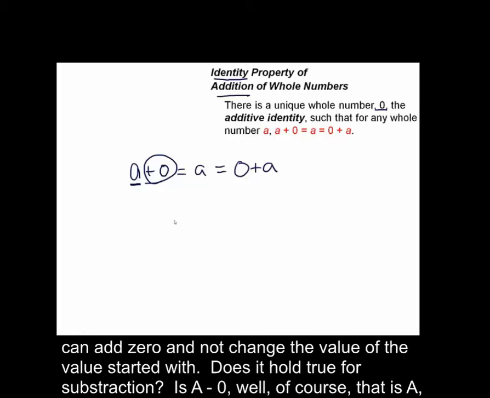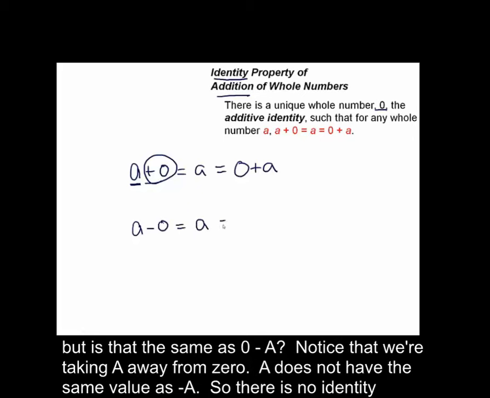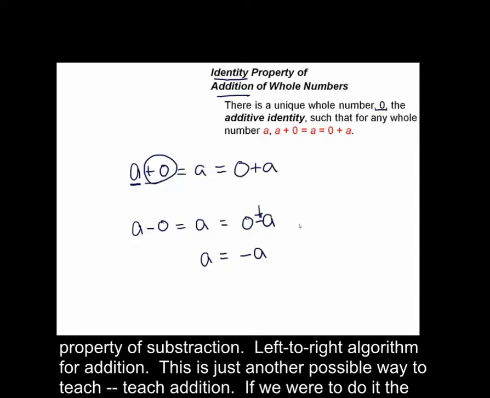Does it hold true for subtraction? A minus 0. Well, of course, that is A, but is that the same as 0 minus A? Notice that we're taking A away from 0. A does not have the same value as negative A. So there is no identity property of subtraction.